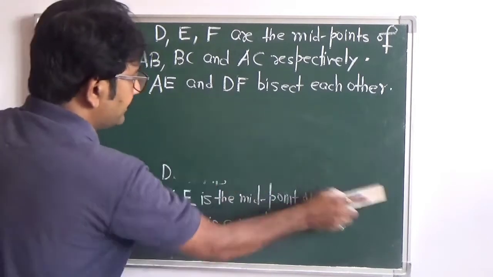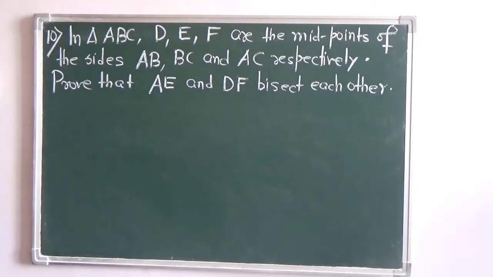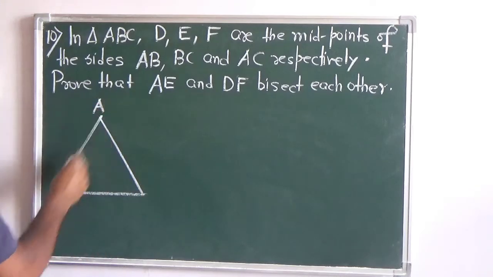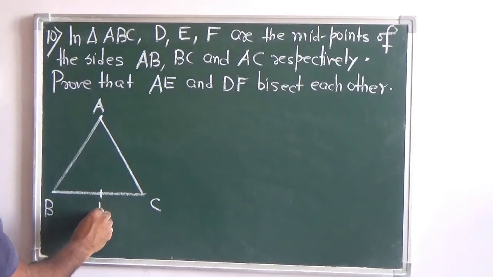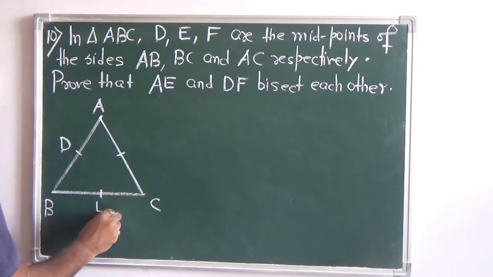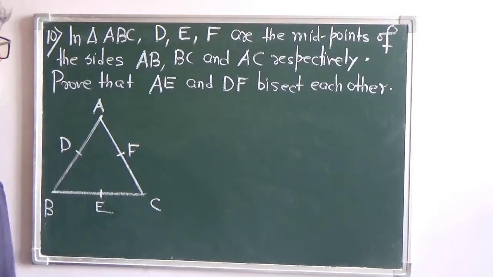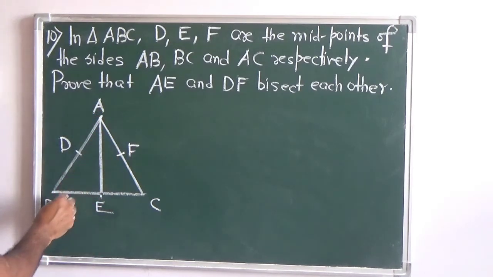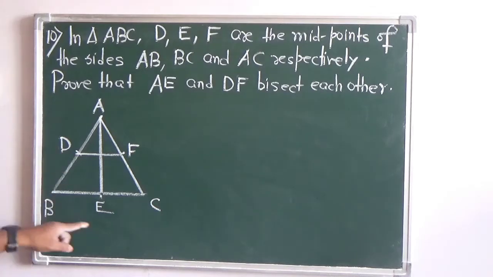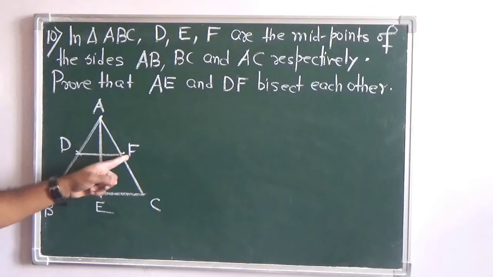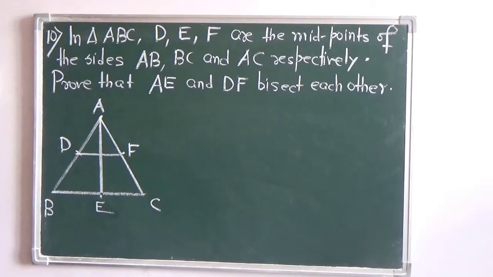Now let us first draw the diagram for this. In triangle ABC, D, E and F are the midpoints of the sides AB, BC and CA. Let us draw the diagram. ABC, D is the midpoint of AB, E is the midpoint of BC and F is the midpoint of AC. Prove that AE, that means if you join A to E, AE and DF bisect each other. That means they divide each other into equal parts.